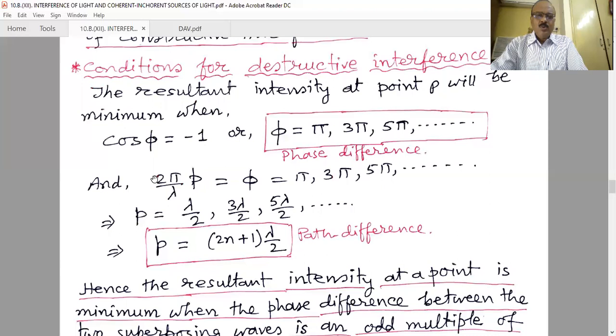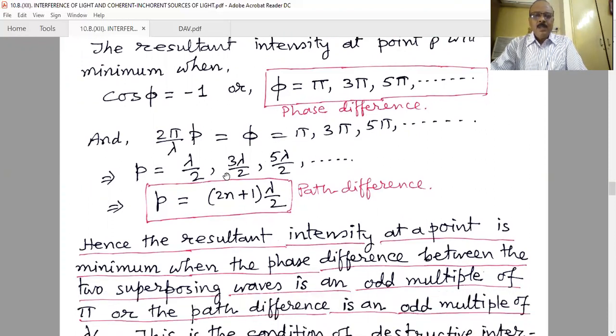And again, we know 2π/λ times the path difference is the phase difference. For destructive interference, that means where we get the minimum, the values of φ will be π, 3π, 5π, etc. From that, we get the condition for the path difference.